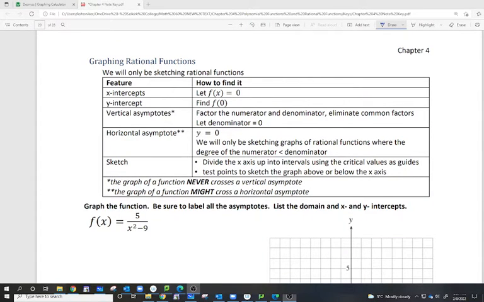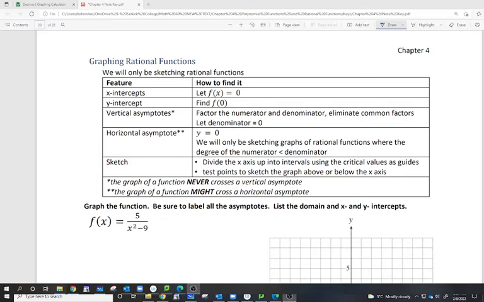Part 2 of 4.5, we're actually going to graph rational functions. So the textbook calls this graphing rational functions. We will only be sketching. To truly graph, you need a ton of points to know accurately where the graph is. We're just going to have a rough idea of where the graph is.